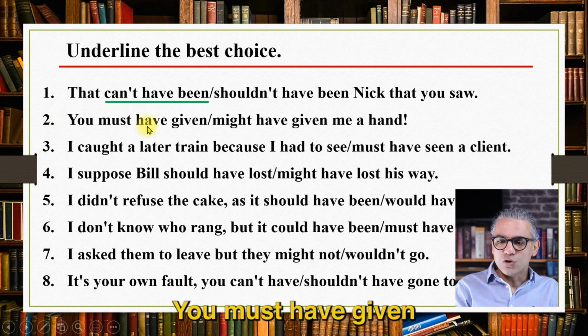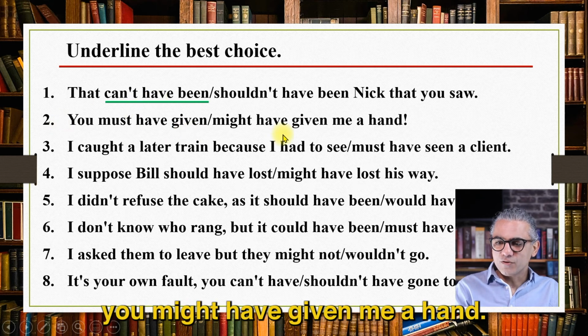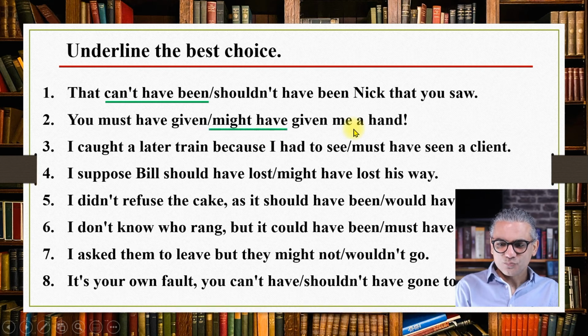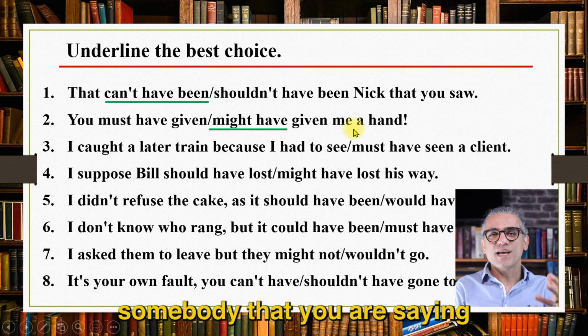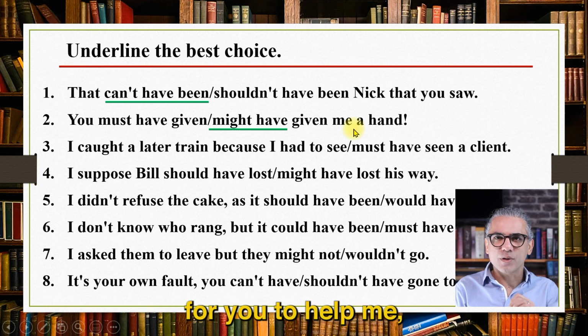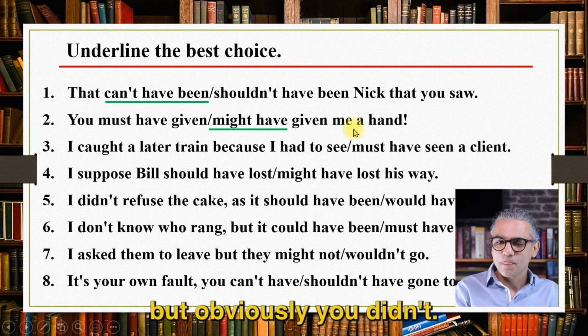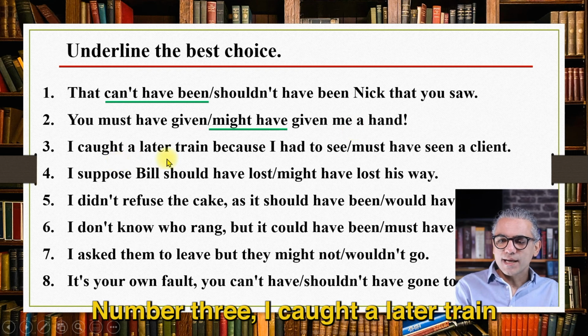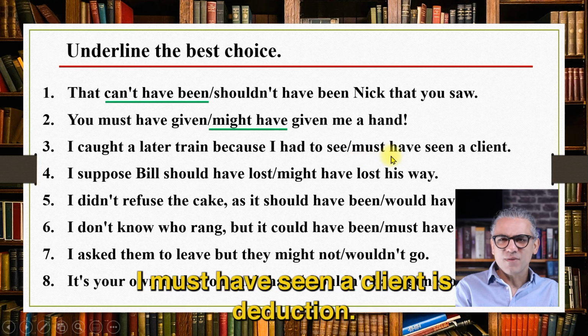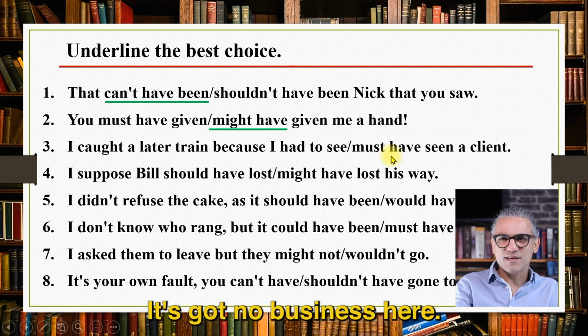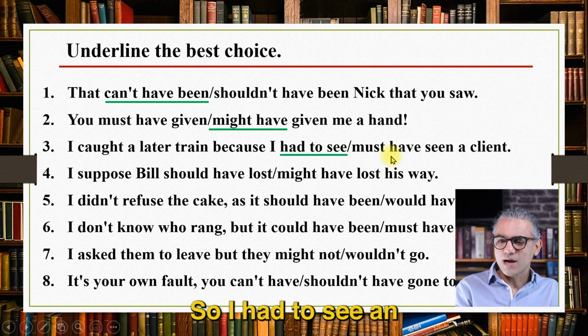Number two, you might have given me a hand. You might have given me a hand. You're criticizing somebody. You're saying that it was possible for you to help me, but obviously you didn't. Number three, I caught a later train because I must have seen a client. I must have seen a client is deduction. It's got no business here. So I had to see, an obligation in the past.